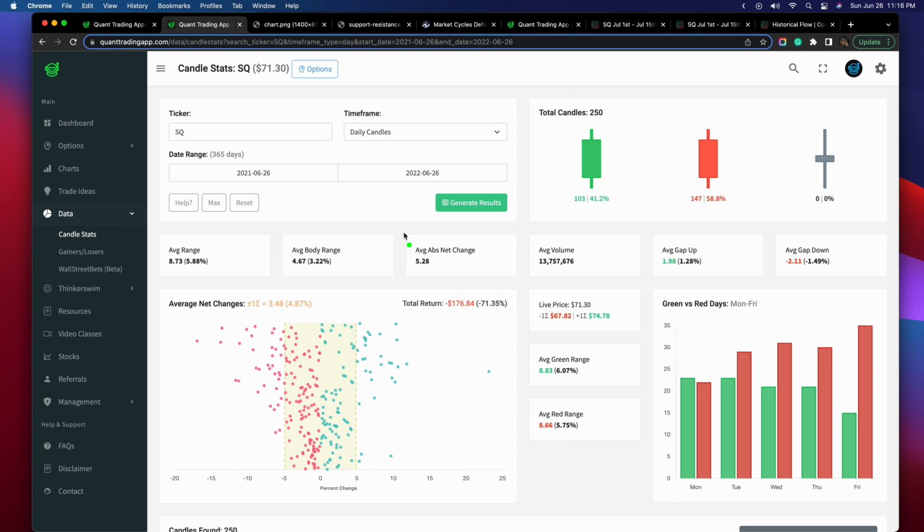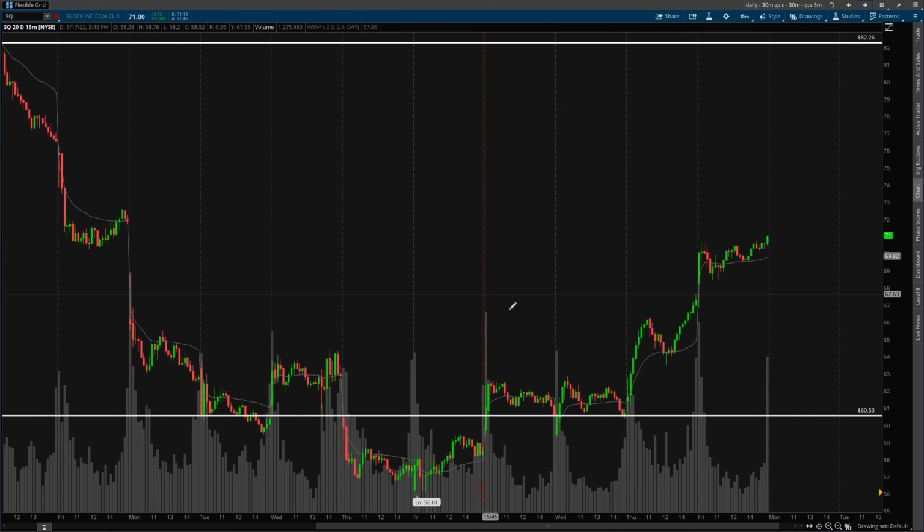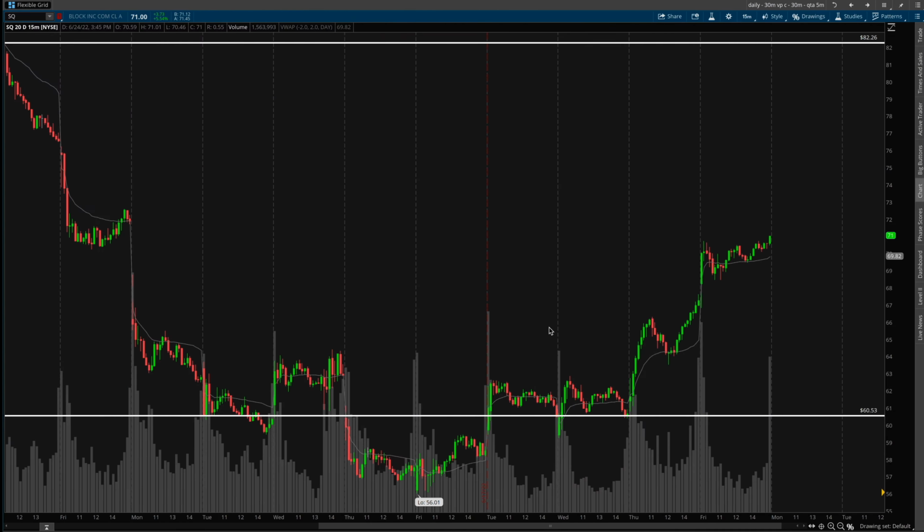As we look right here, the thing to take away is the average body range as well as the average net change. So we can just average these two out and just say about 5 points. That's going to create some sort of a realistic expectation for myself for when I'm coming up with my profit target, because if Square is at 60 and I think it's going to go up to 70, I need to have some sort of realistic expectations. It means it's not that far-fetched to believe that Square can hit 65 within a day or two, and then within another couple of days it could potentially hit 70 if it was to get into some sort of momentum into an uptrend. So first and foremost, you really want to become acquainted with what you're trading.